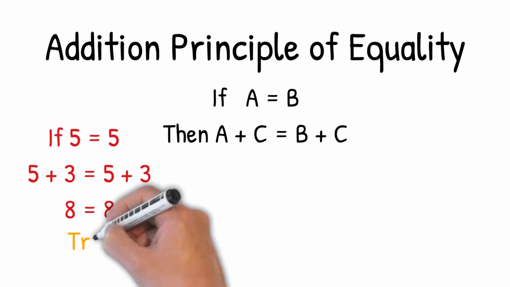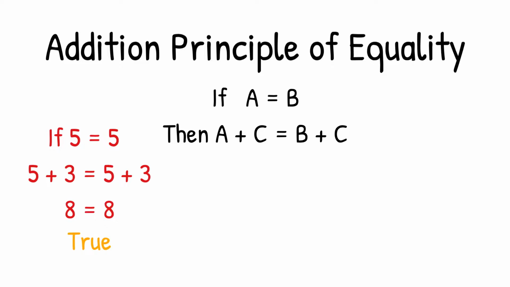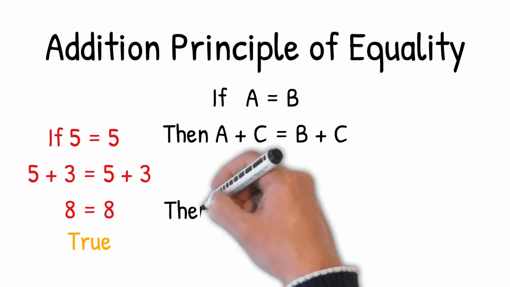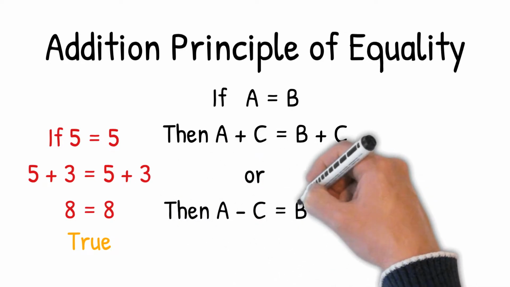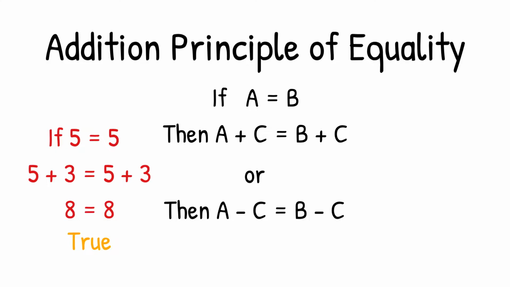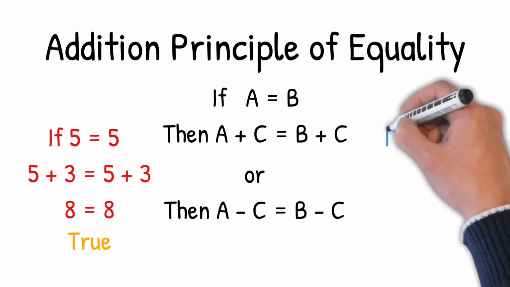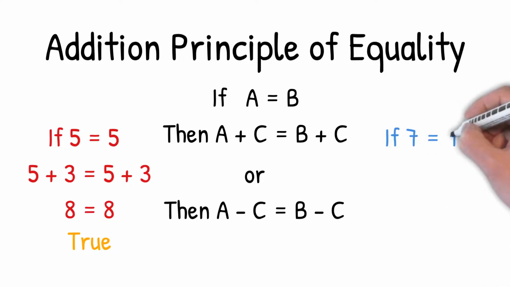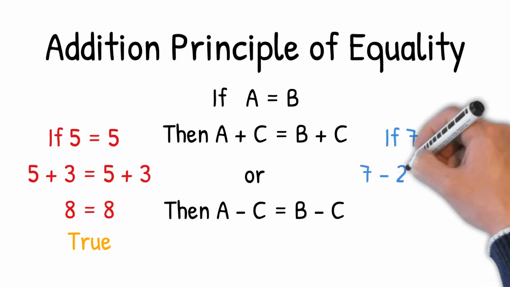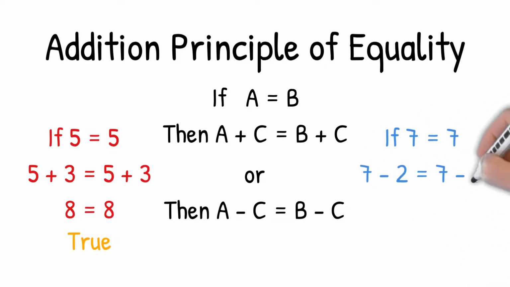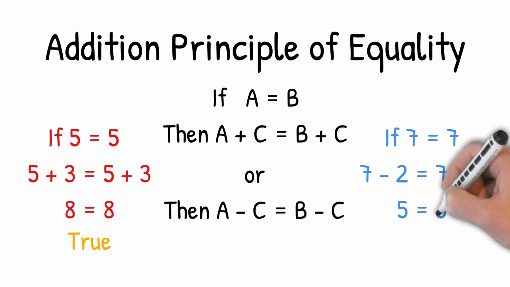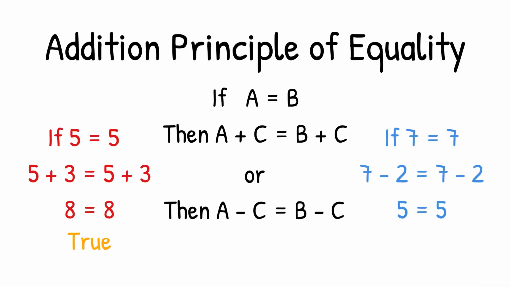That's true. We can expand the addition principle of equality to include subtraction, since subtraction is really just adding the negative. So if a is equal to b, then a minus c is also equal to b minus c. Let's demonstrate this using numbers. If 7 equals 7, then 7 minus 2 should equal 7 minus 2. 5 equals 5. Once again, that's true.